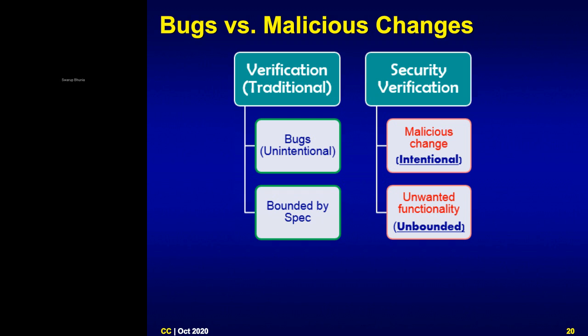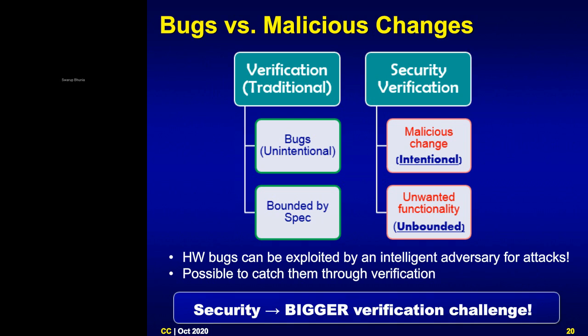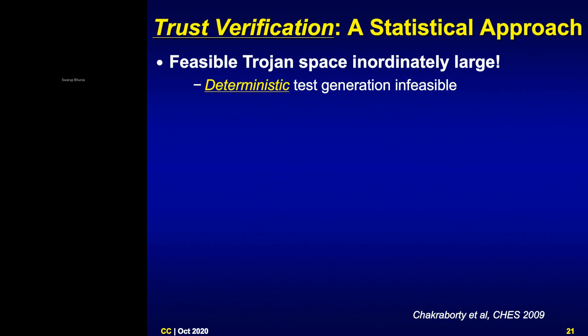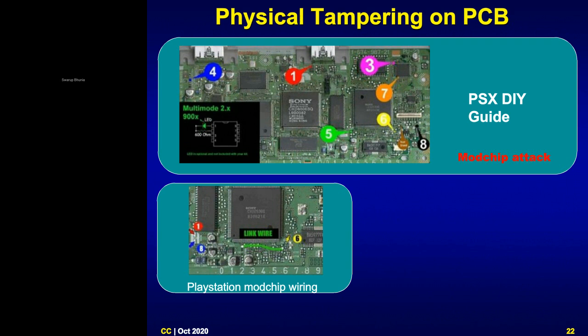And this requires a new domain of verification. We call it security verification because we are detecting malicious changes as opposed to bugs. And we are detecting unwanted functionality as opposed to functionality bounded by the specification of the design. So it's a huge verification challenge, a very active field of research. And if you're interested, of course, you can start working on this. There are a lot of opportunities here. We developed a number of solutions, which I'll not go through, but it turns out that you can come up with functional verification as well as side channel verification, where you look at the effect of a malicious change in a side channel parameter like power or electromagnetic emission or delay.